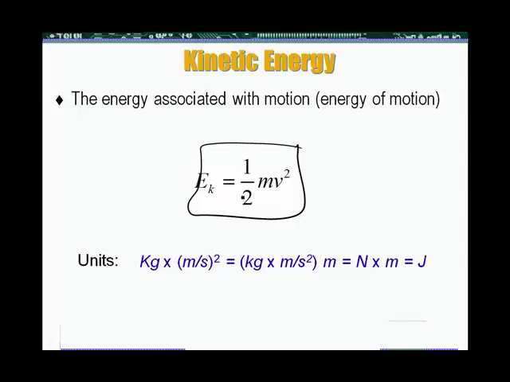Now, the unit for the kinetic energy is mass, that's kilogram, times meter per second, squared. If you remember, kilogram times meters per second squared is newtons, that's ma, and then times meter, newtons times meter, which is joules, which makes sense. All energies and work should have the unit of joules, as we have here.